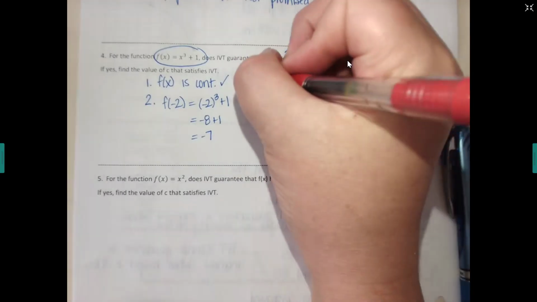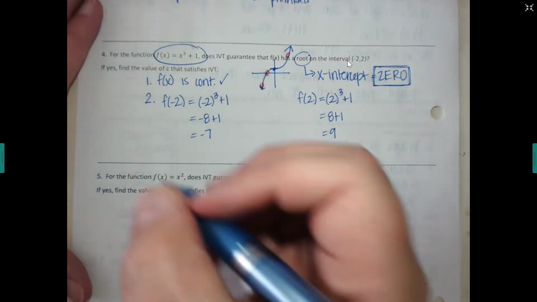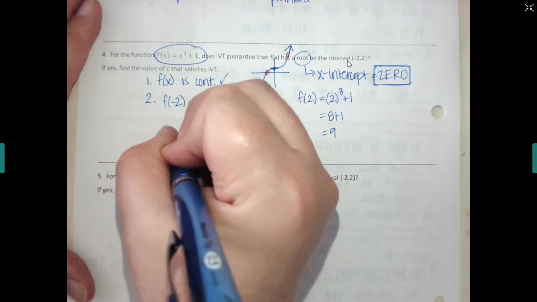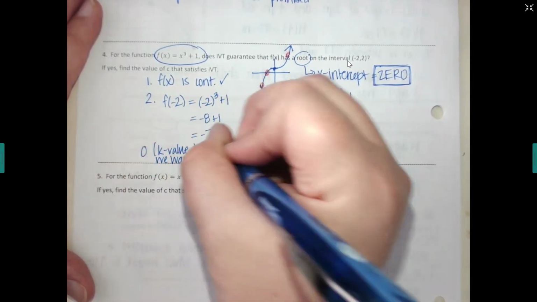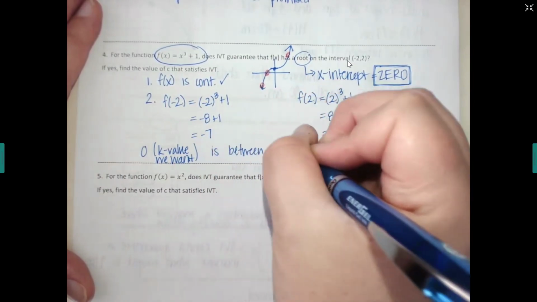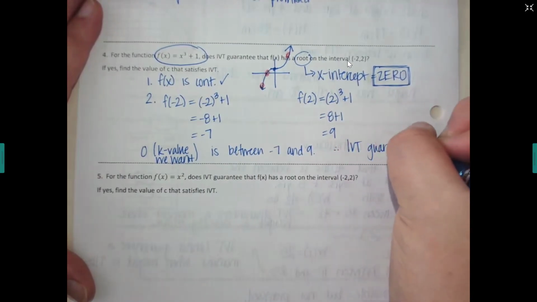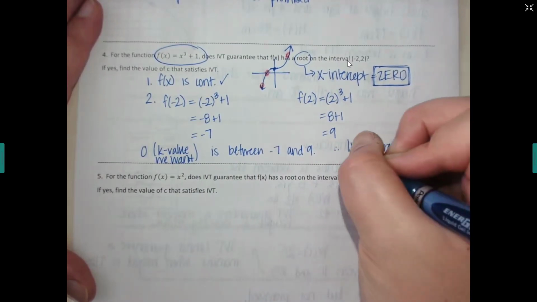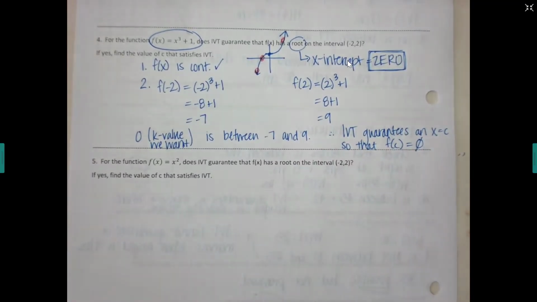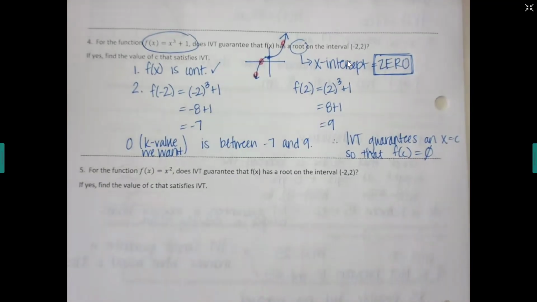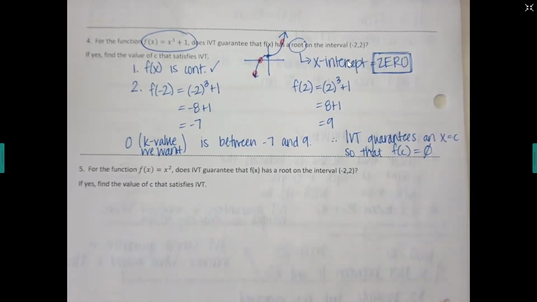So let's say your -7 is here, your 9 is up here, then I know that I would have to hit 0. So let's write that out. 0, which is the k value that we want, is between -7 and 9. Therefore, IVT guarantees an x equals c, so that f of c equals that number. Okay, write that down, see if that makes sense. Okay, I know there has to be an x value where at that x value, my answer is 0. Okay.